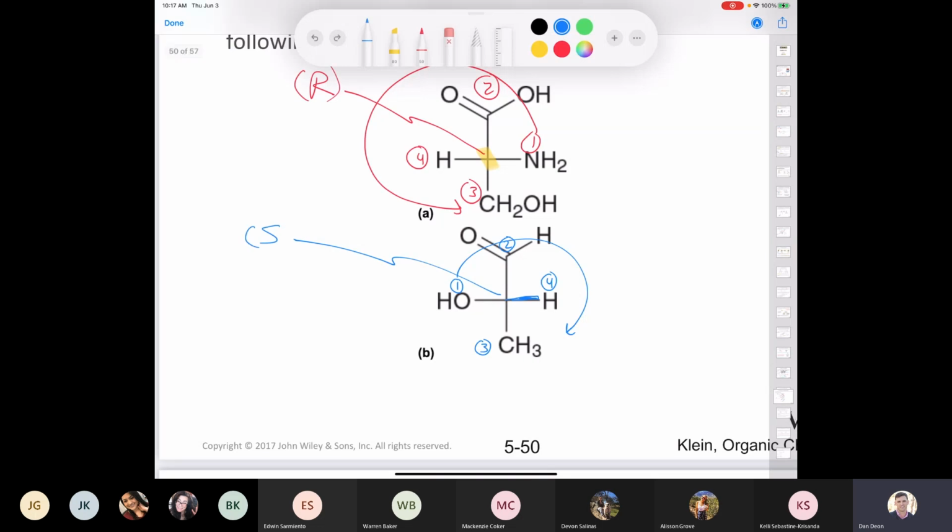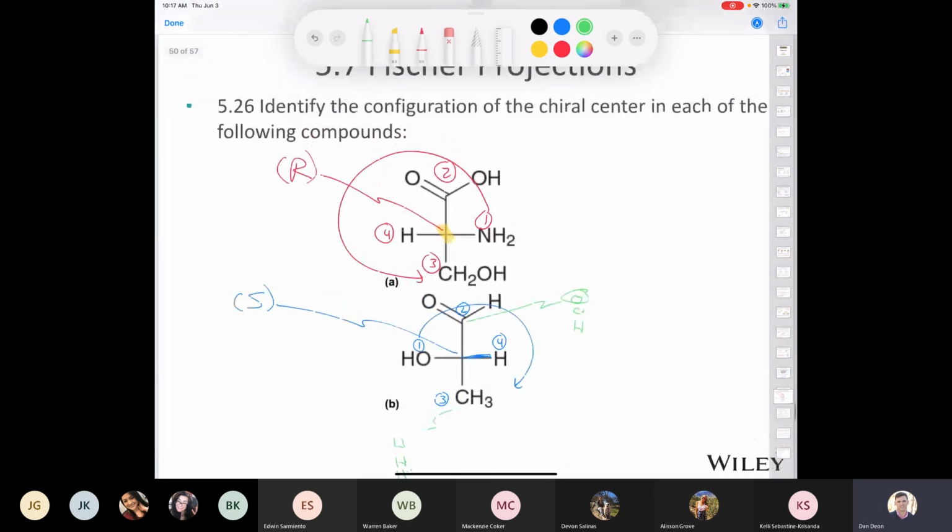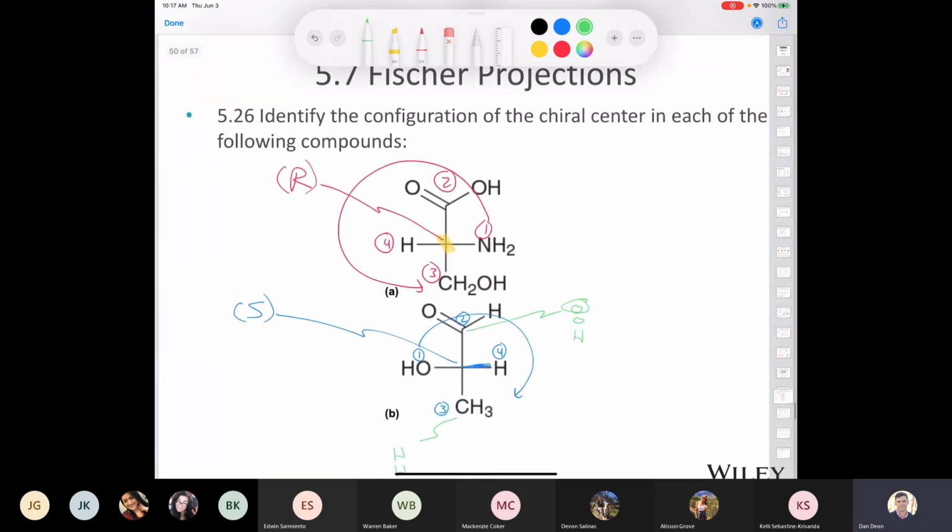Just like that. If you want to know how I determined 2 and 3, remember that this carbon, I'll use the green pen, is attached to oxygen, oxygen, hydrogen, and this carbon is attached to 3 hydrogens. So obviously this is the tiebreaker here. And there you have it. That's the second highest priority. Bada boom, bada bing. All right, here we go.